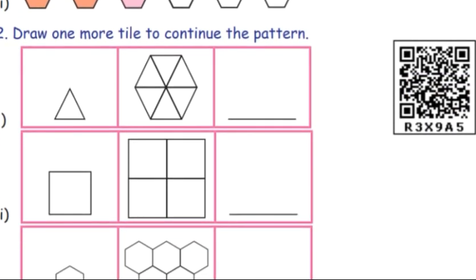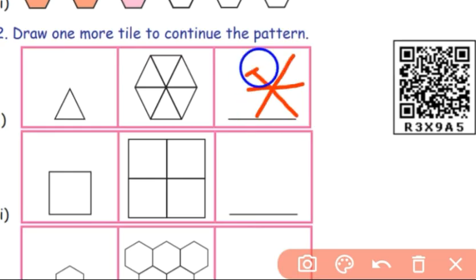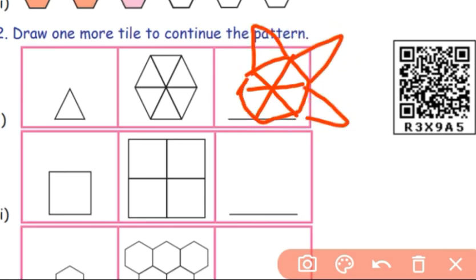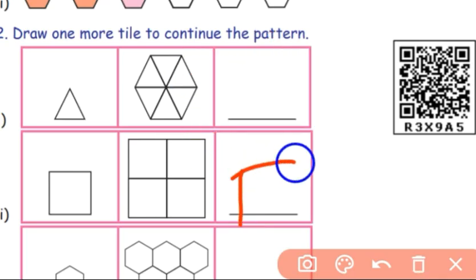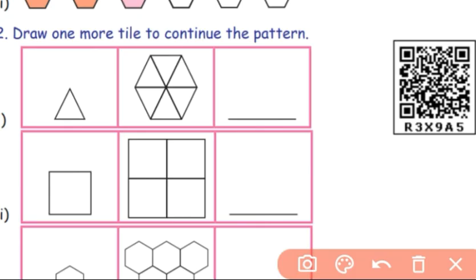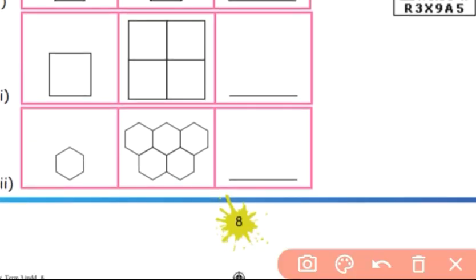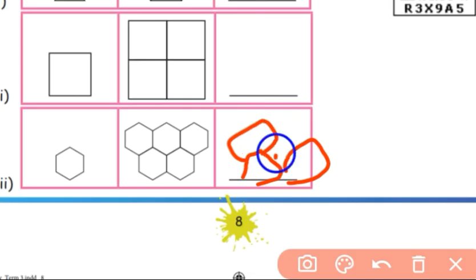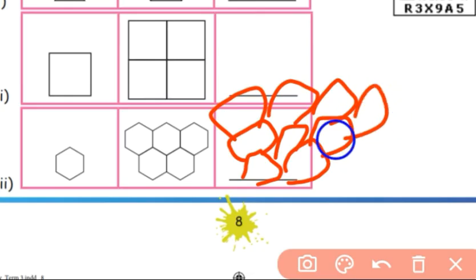Next, draw one more tile to continue the pattern. So you have to draw like this, and you can draw one more tile. Next, you can draw one more tile. Next, without any gap or overlap you have to do this. You can draw one more.